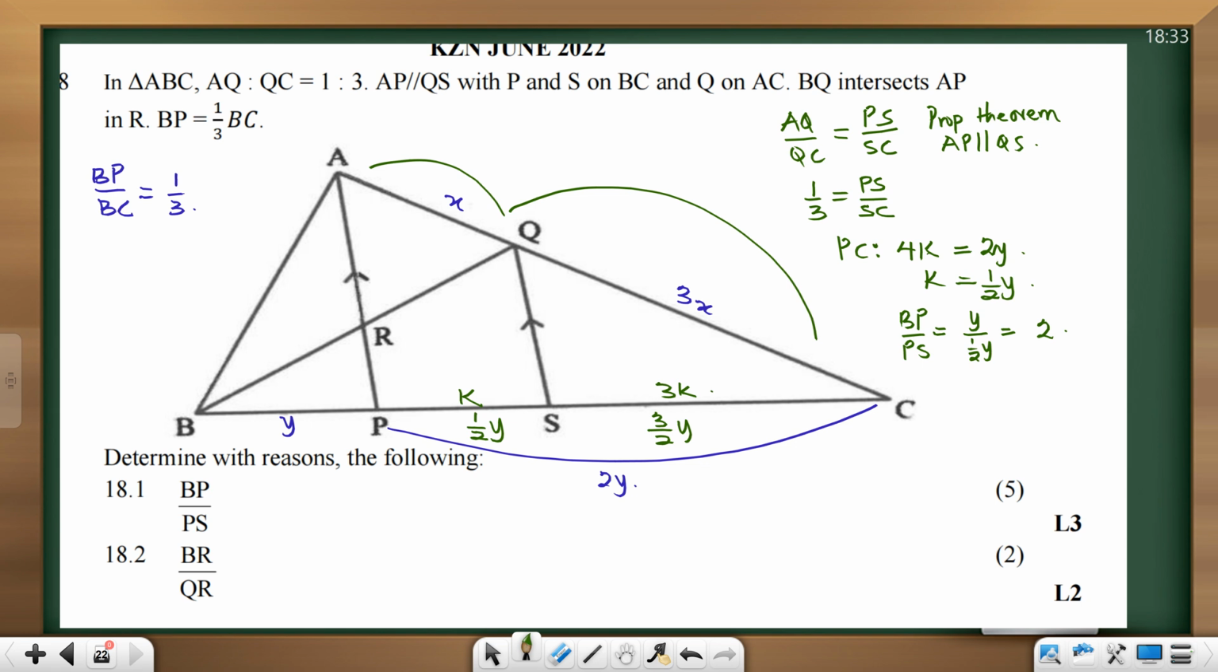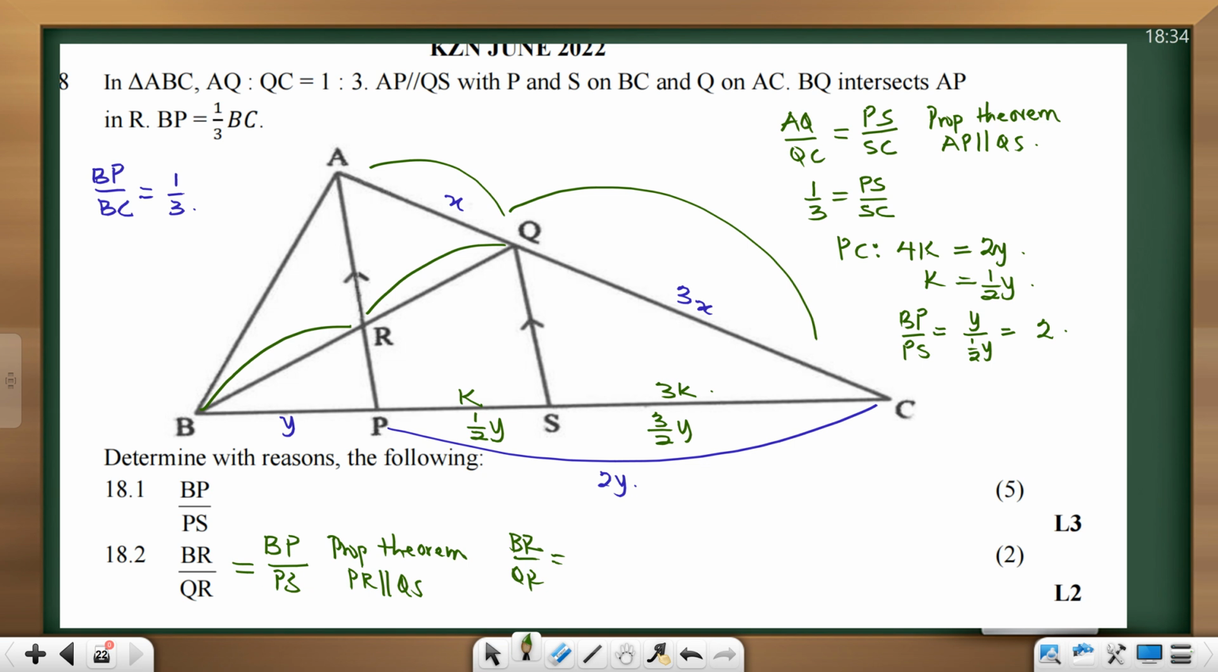What about BR over QR? BR, that one is already done in this triangle. BR over what? Do you see that's already done? So BR over QR will be equal to what? BP over PS, by the proportion theorem. Which lines are parallel? PR parallel to QS. So BR over QR will be equal to what?